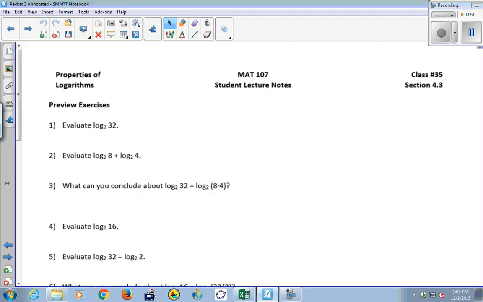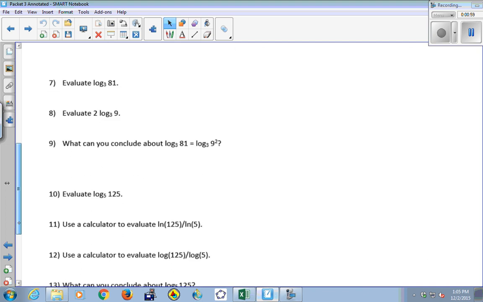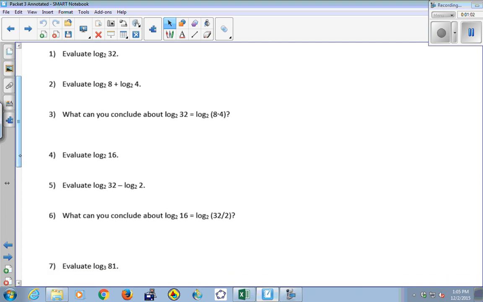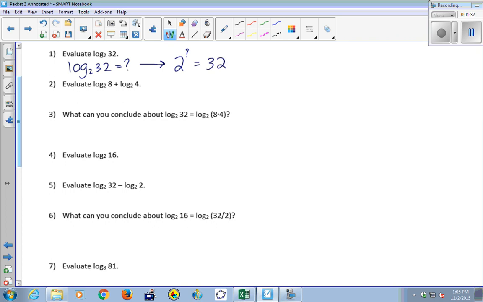Okay, so let's look at some properties of logarithms. All right, so our preview exercises are basically just a little review here. All right, log base 2 of 32, right? So let's just refresh what a logarithm is. The little subscript number is the base of an exponential equation. The thing on the other side of the equal sign is your exponent, because logs are exponents. So I'm saying, well, log base 2 of 32 equals what? An equivalent question would be to say 2 to the what equals 32, right?